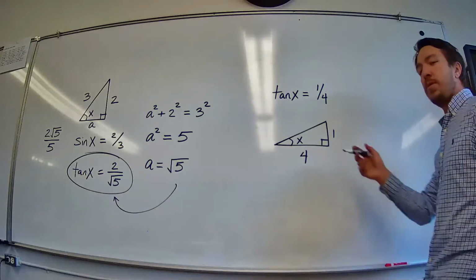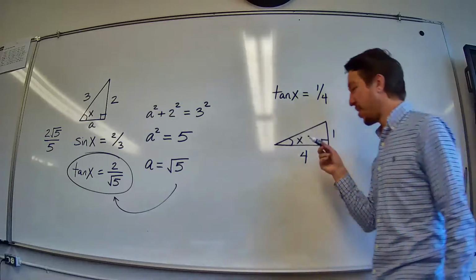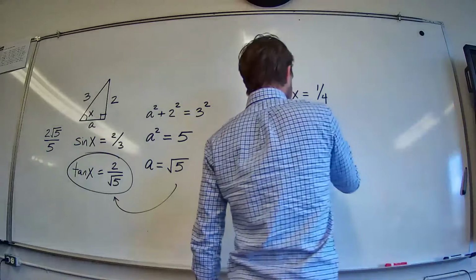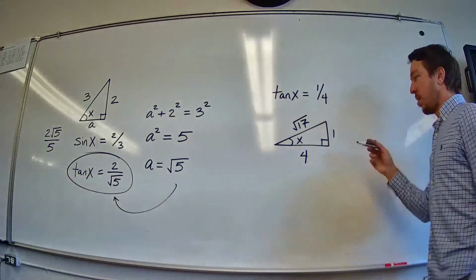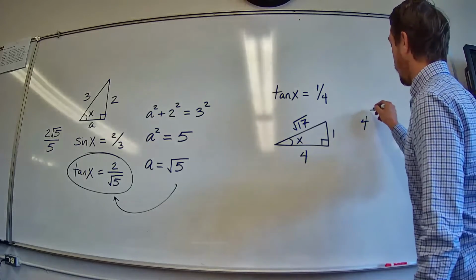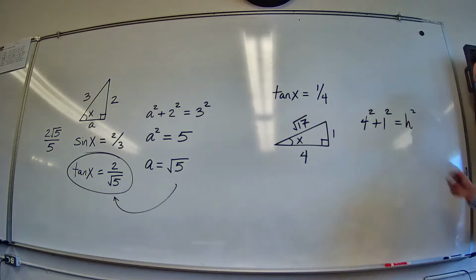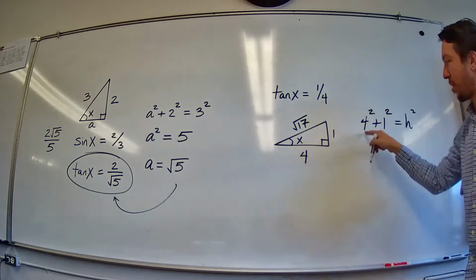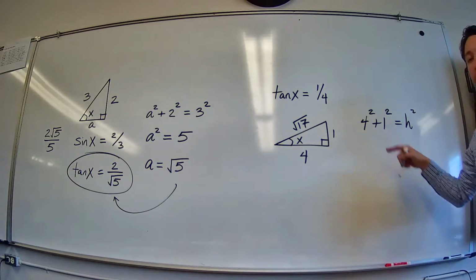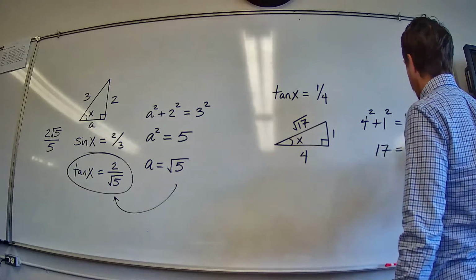Who's confident in their answer for this? Anyone? What'd you get? That would be root 17. Everyone okay with that? Just in case anyone's confused, we went 4 squared plus 1 squared equals hypotenuse squared. Remember, the hypotenuse is always by itself in the Pythagorean theorem. The two shorter legs, their squares are added. And so you get 17 equals the hypotenuse squared.